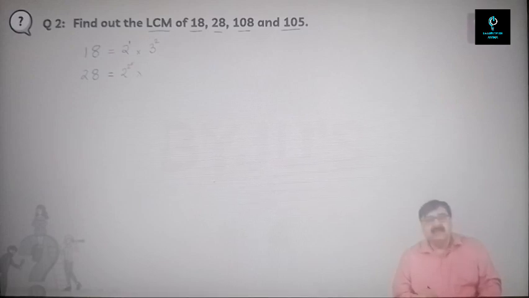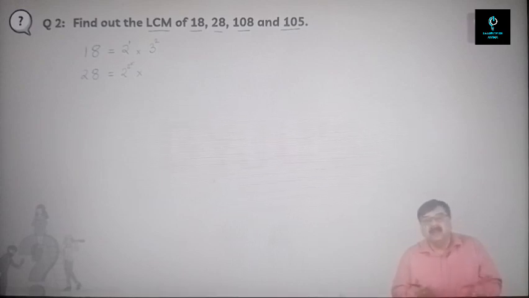Now is 28 divisible by 3? No. So leave that. Next prime number here is 5. Is 28 divisible by 5? No. Next prime number after that, 7. Is 28 divisible by 7? Yes. But then is 28 divisible by 7 square?